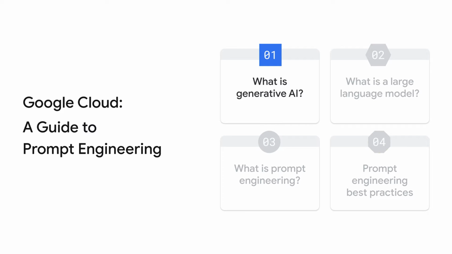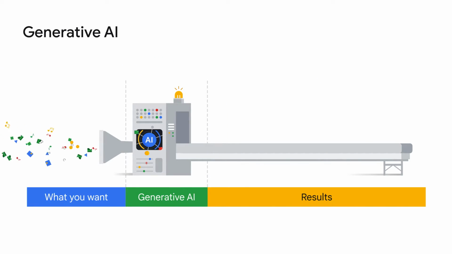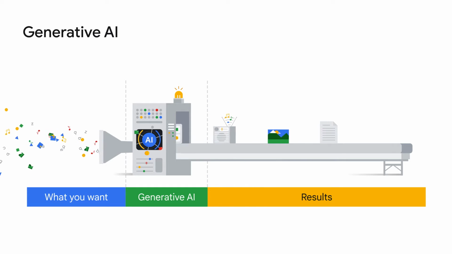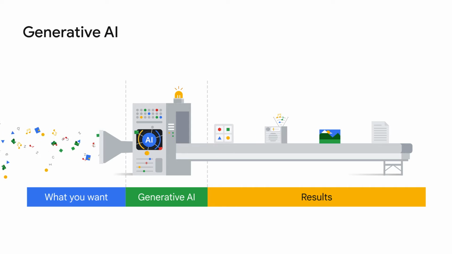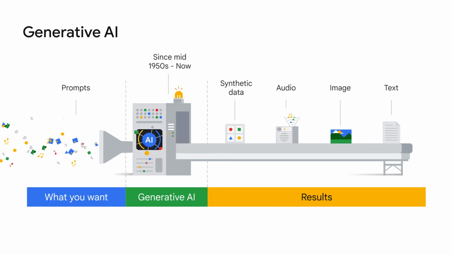So, let's begin with an important question. What is generative AI? Generative artificial intelligence, which is commonly referred to as Gen AI, is a subset of artificial intelligence that is capable of creating text, images, and other data using generative models, often in response to prompts. It has grown in popularity hugely since 2021, but artificial intelligence has been around since the mid-1950s.